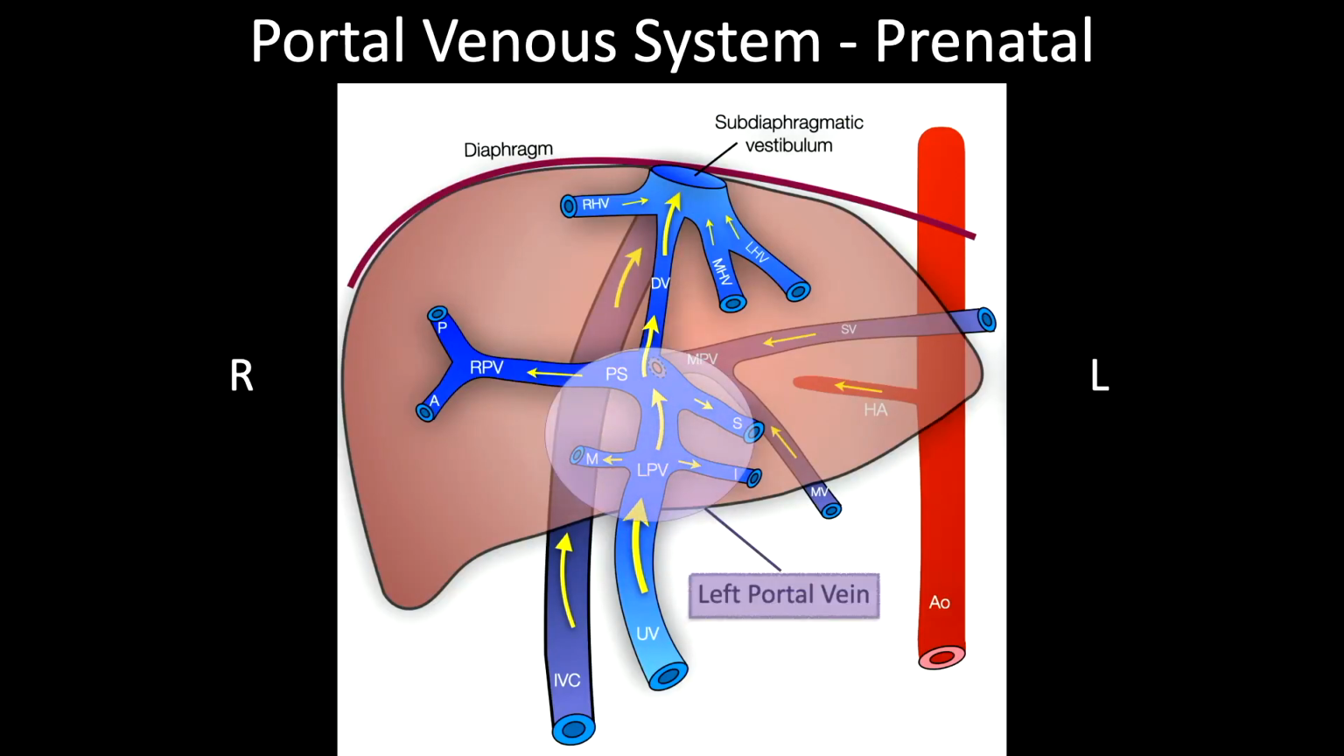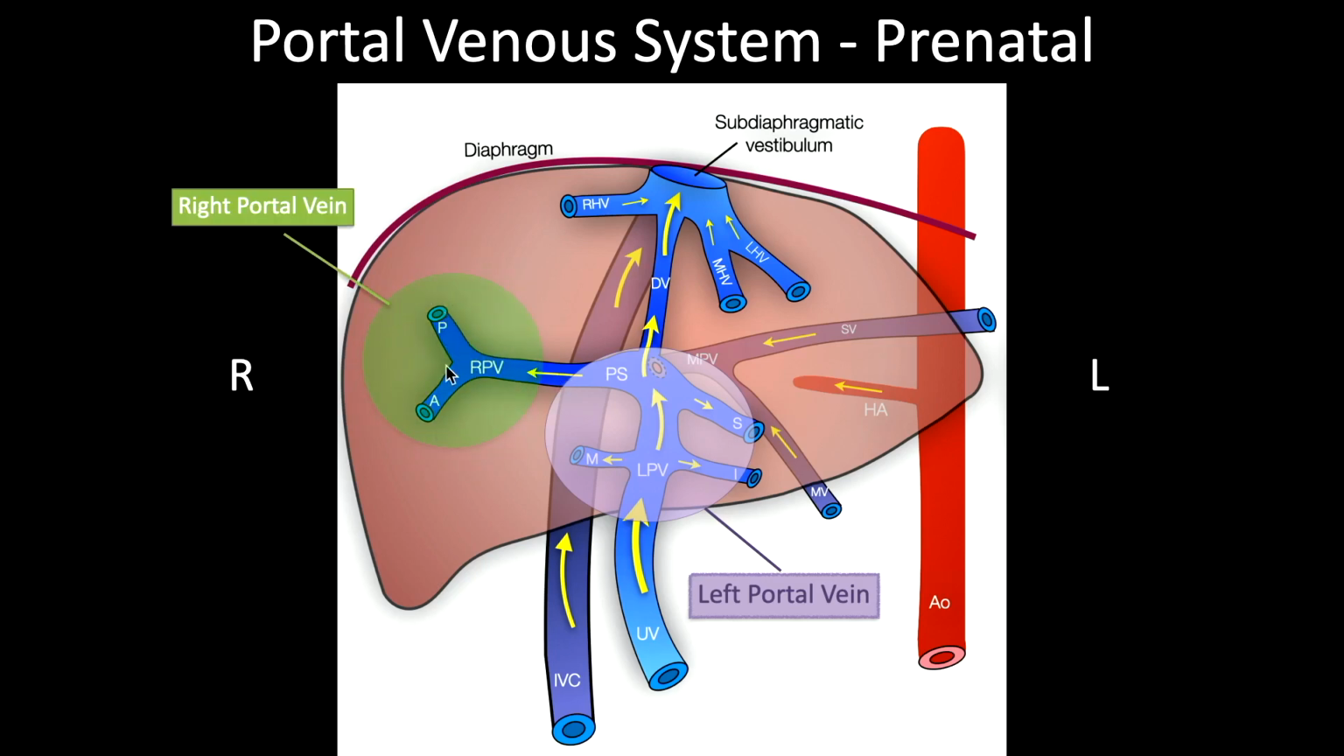So by definition, the left portal vein is, as soon as the umbilical vein enters into the abdomen, this area is called the left portal vein. That includes the portal sinus also. It has three branches: middle, inferior, superior. It turns into the portal sinus, and that's classically called the right portal venous system.